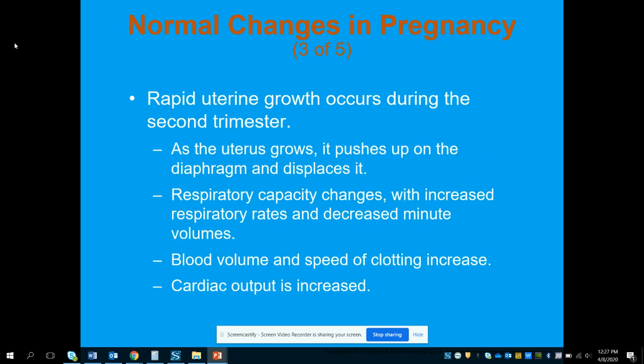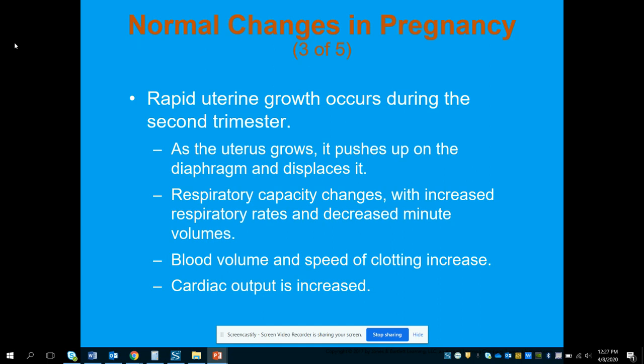Rapid uterine growth occurs during the second trimester, and as the uterus grows, it pushes up on the diaphragm and displaces it. So your respiratory capacity changes with an increased respiratory rate and decreased minute volume. So again, your respiratory drive is kind of changing here because you're breathing a little bit more shallow and a little bit faster, making it difficult sometimes for physical exertion or walking long distances.